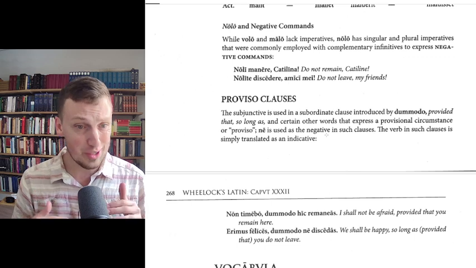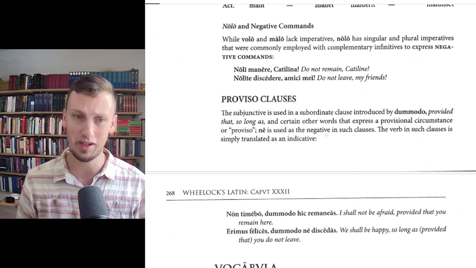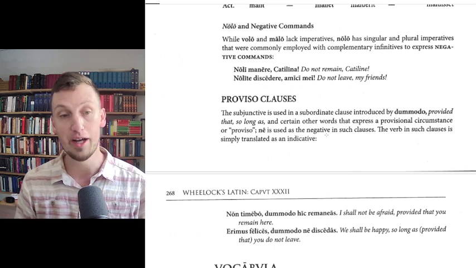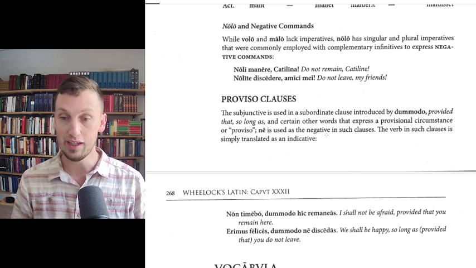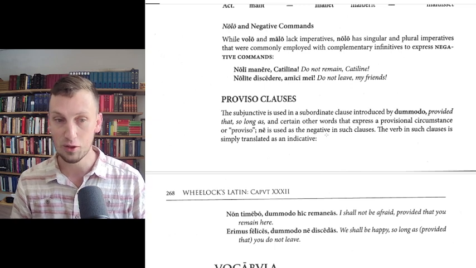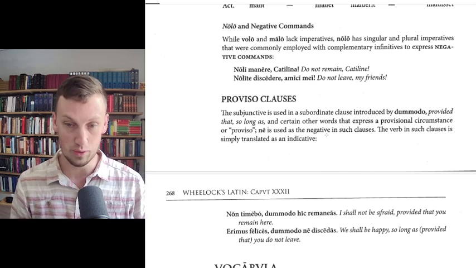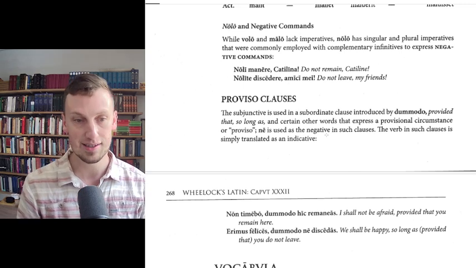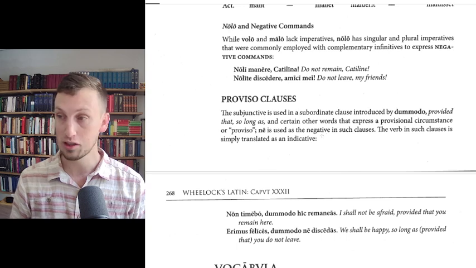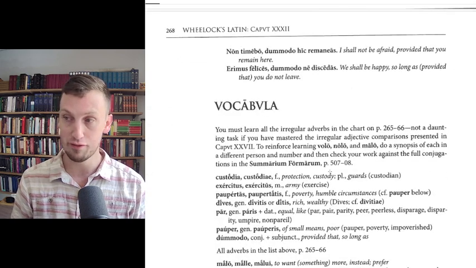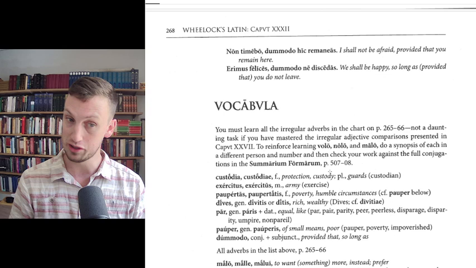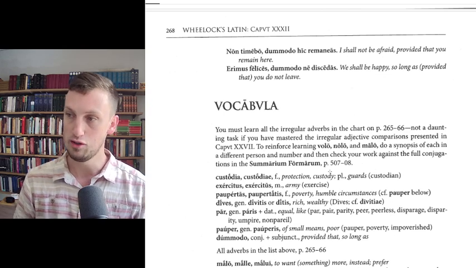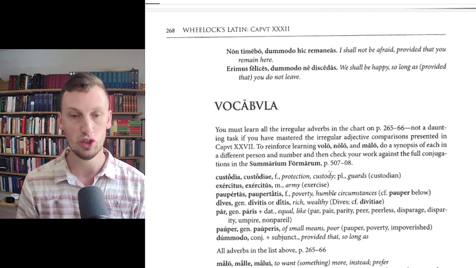So the example here: I shall not be afraid, non timebo, dummodo hic remaneas. You can't translate this directly into English. That's not a full mark answer. But you can hear what's going on conceptually. Better to translate this something like, I shall not be afraid, if only, or provided that, or so long as you stay here. Good. So go look at those examples. Make sure to familiarize yourself with the vocabulary here, which is largely composed of the concepts being introduced. Volo, malo, nolo, dummodo, and a few new words.